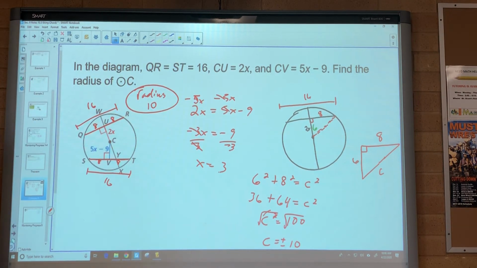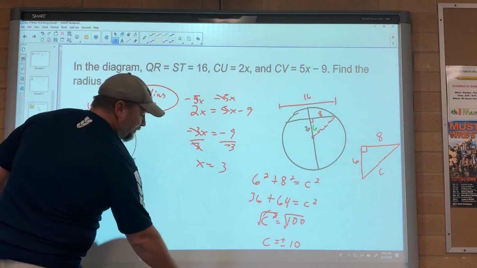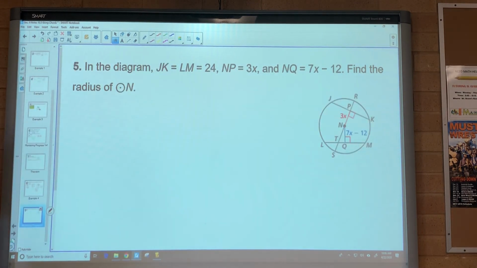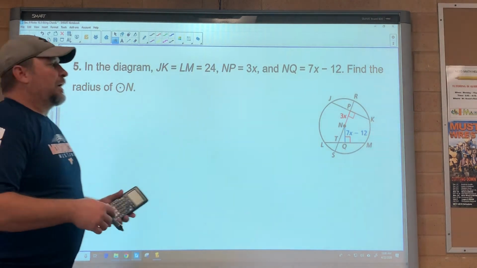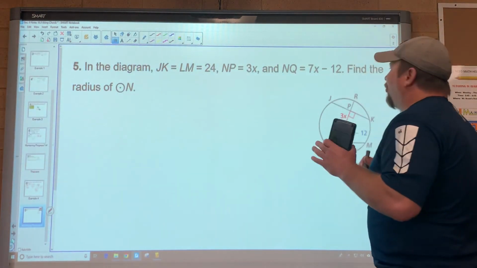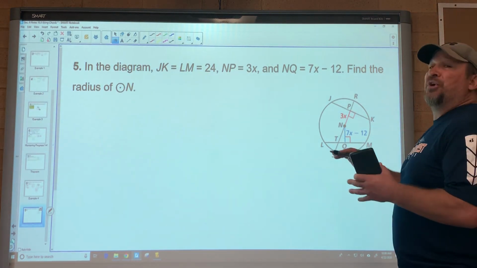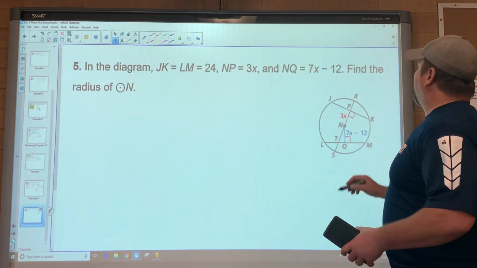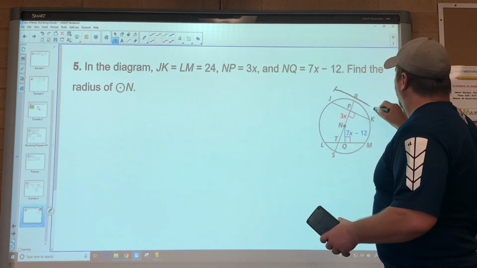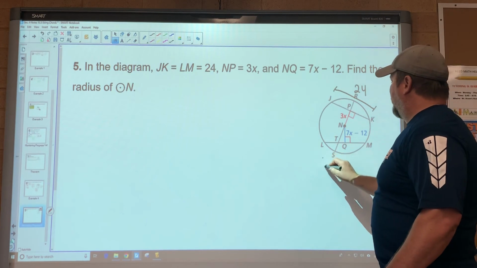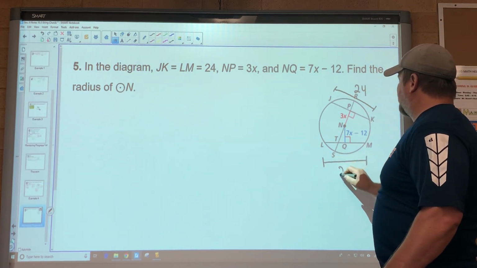We're going to do this problem one more time, so it'll help you out, okay? All right, we're going to do one more like it. So in this problem, they've got all these lines on there, don't panic. Don't panic that they have all this stuff. Just kind of start putting stuff on the picture. So JK is 24. LM is 24.